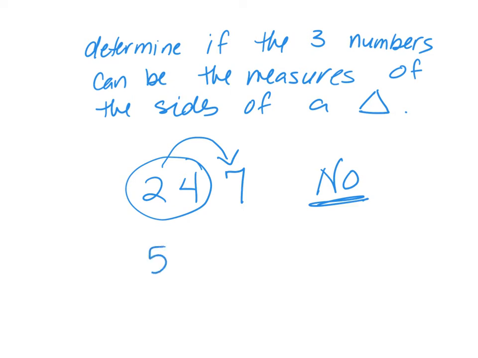Let's do another one. Let's do 5, 10, and 12. Can that be a triangle? Yes, because 5 plus 10 is bigger than 12. Yeah, that's right. So this would be a yes. So you're going to put no and yes on those.